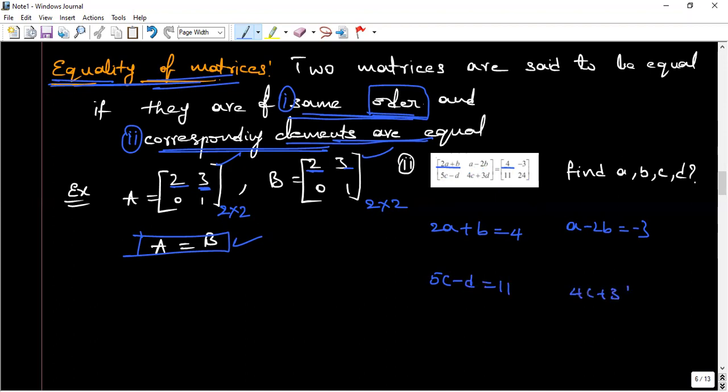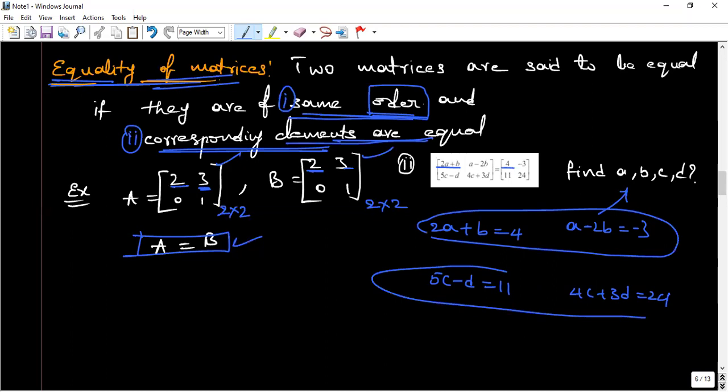4C plus 3D is equal to 24. By solving these two, we will get what A and B are. By solving these two, we will get the C and D values. Is that clear? That is the use of equality of matrices. If you know the order and the corresponding elements, you can tell whether they are equal or not.